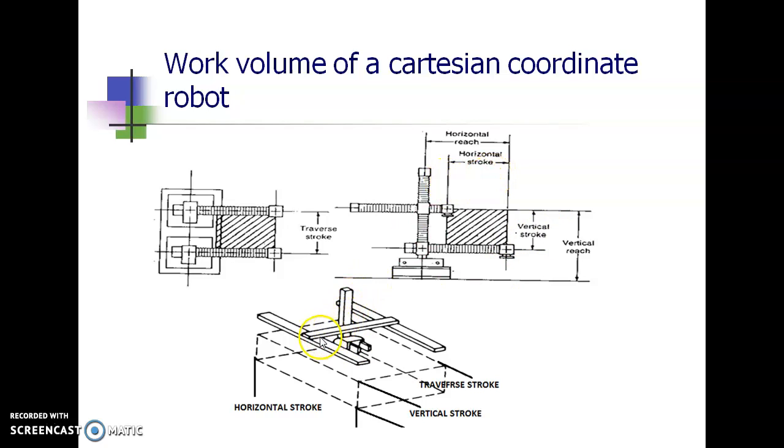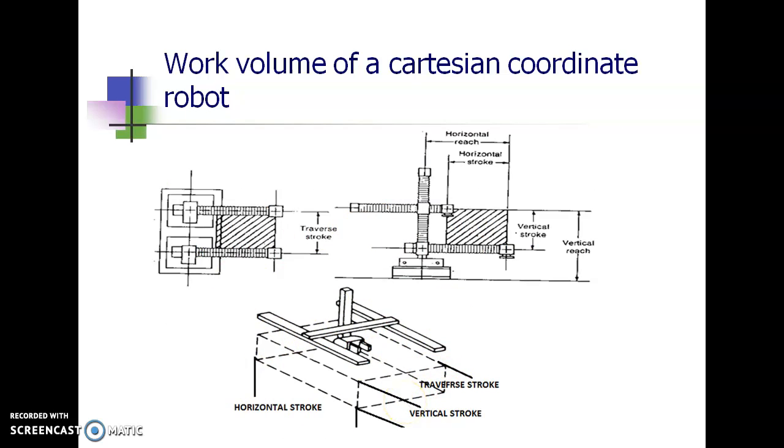And the next one is the transverse stroke. So here this column can move from here to here. That is what we call the transverse stroke. So it is the plan view. It is called the transverse stroke, from the minimum point to the maximum point. Okay, so horizontal stroke, vertical stroke and transverse stroke. So this is going to form a rectangular prism or rectangular work envelope.